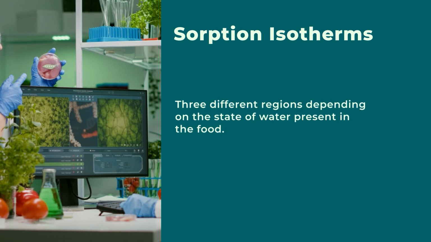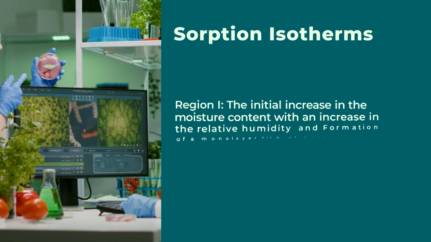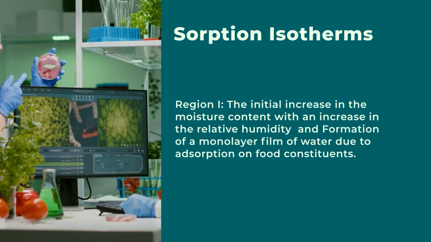Now, there are three regions you saw. Region 1 is the initial increase in moisture content and formation of a monolayer film on the absorption sites of the food constituent.